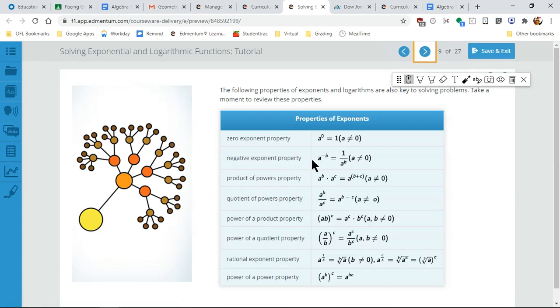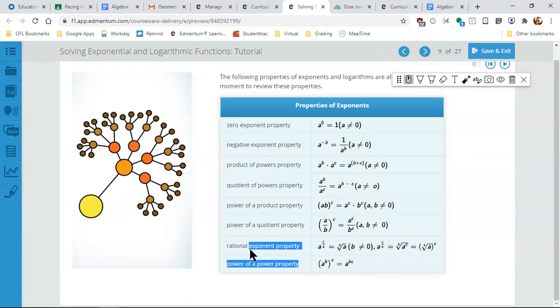So now we're going to talk about exponents. These are properties of exponents, so this is kind of review. I would write these down as notes. Go back to slide 9 when you guys have time and write this down. It does help out a lot.